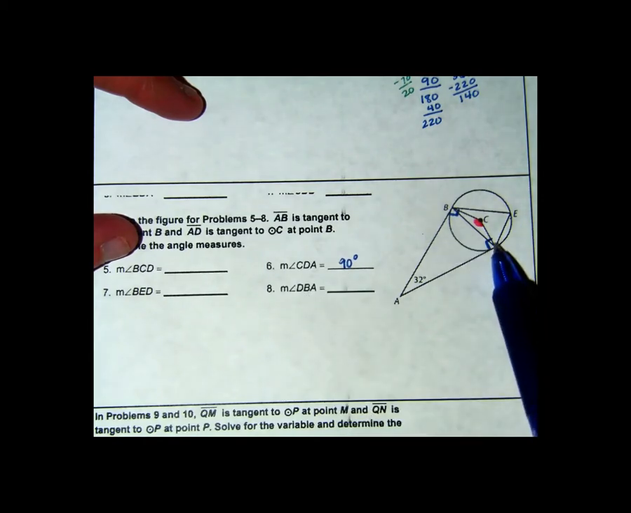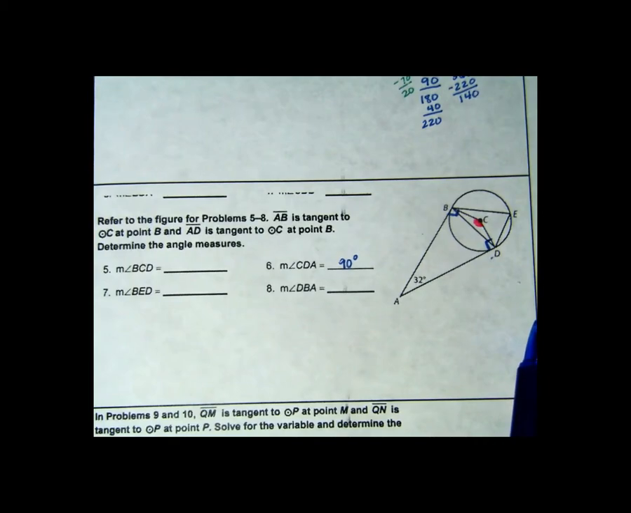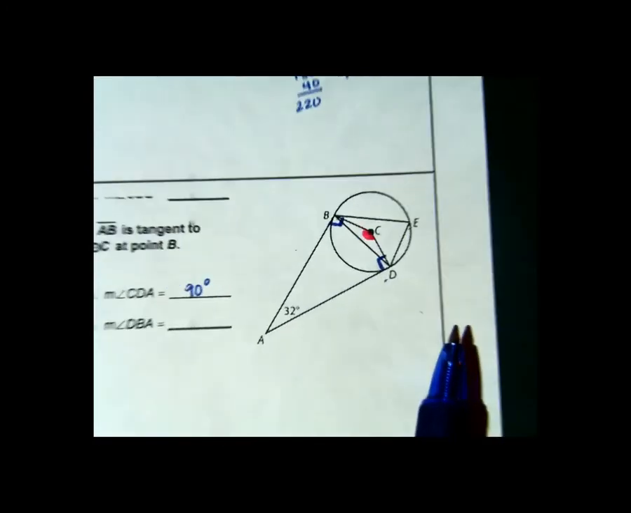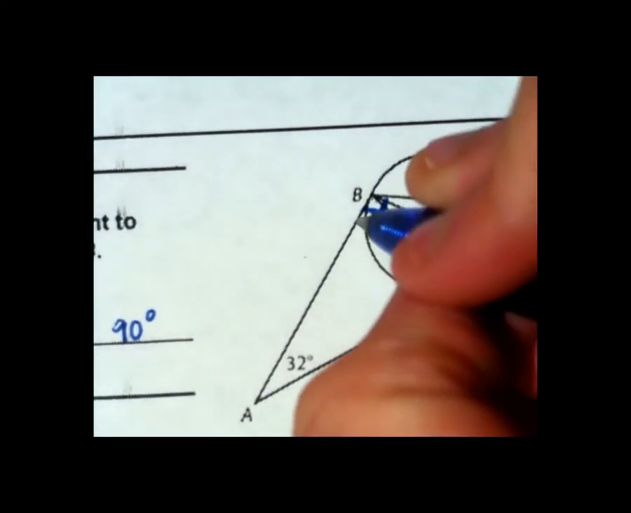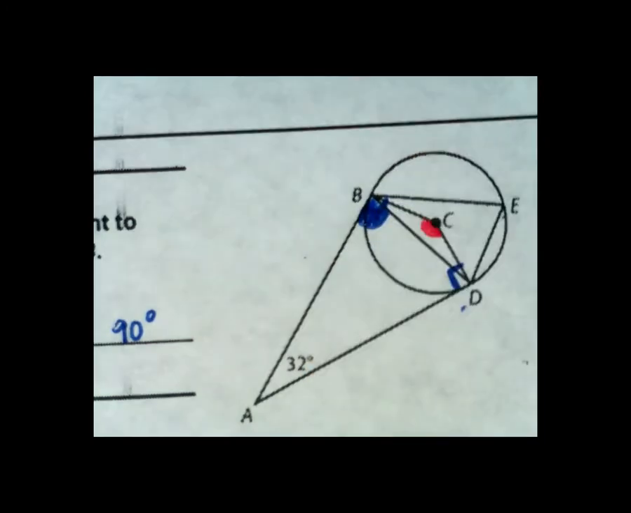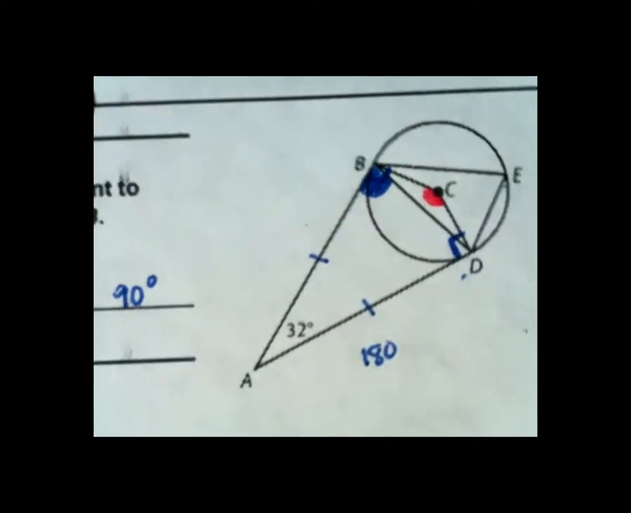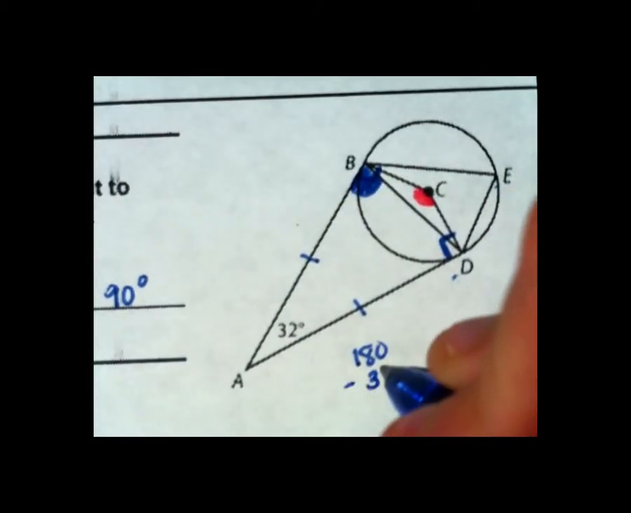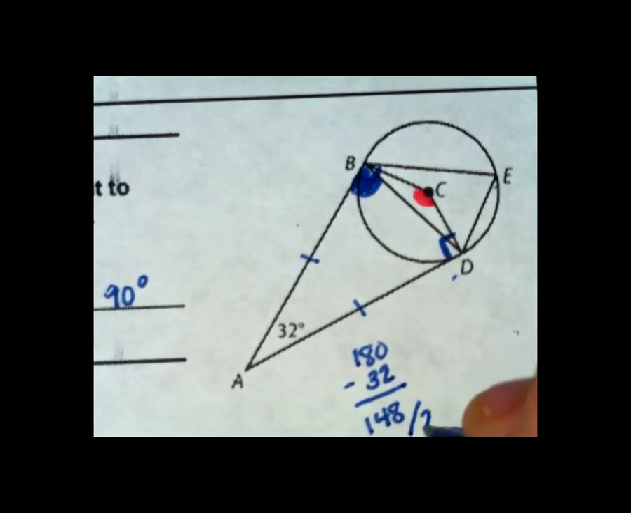Alright, how about DBA? Can I find that one yet? I can. Yes, I can. How can I find that one? DBA, this one right here. Since it's isosceles, we'll get the theorem for why it's isosceles in a minute. 180 minus 32, what's that? And then we divide it by 2 and get, so BDA is 74 degrees.